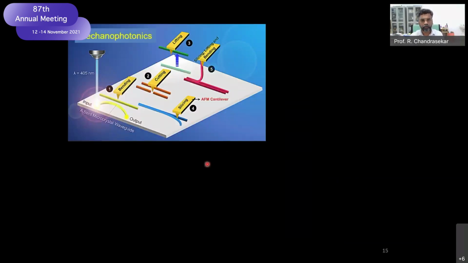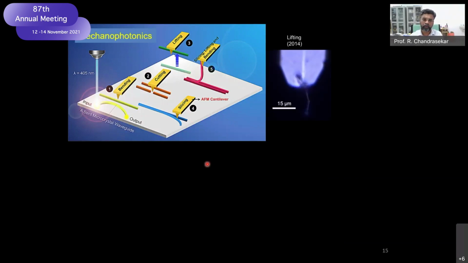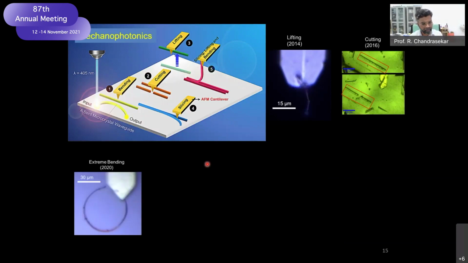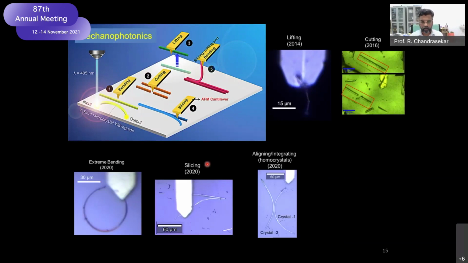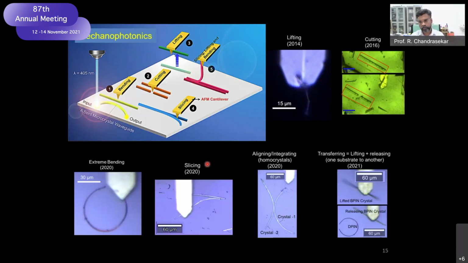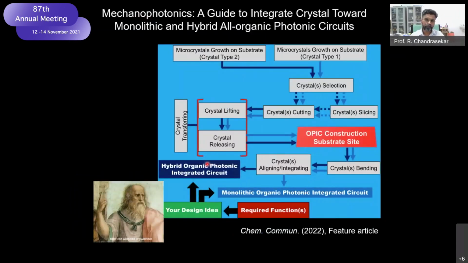And so the manipulation is not quite simple. This we have been working on for a long time, from 2014. Crystal lifting using AFM cantilever, cutting, bending to create ring resonators, and also slicing of the crystals, and putting two crystals together and aligning them, integrating them to create circuits, and also transferring a new crystal from one substrate to another substrate and integrating them. So these are all several techniques one needs to employ to create optical circuits.